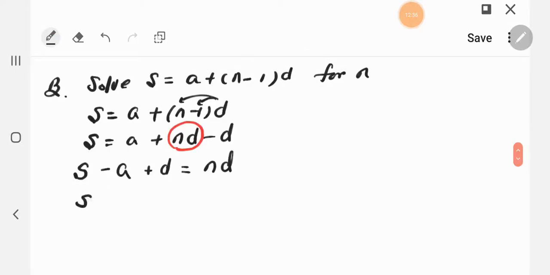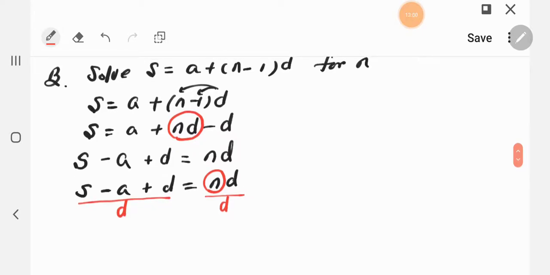Let me write this one again, because the right side has ND, and we want to find N. So let's get rid of this D. How? This is a product, and this is a product. So why don't we divide each side by D, so that we can cancel out D.